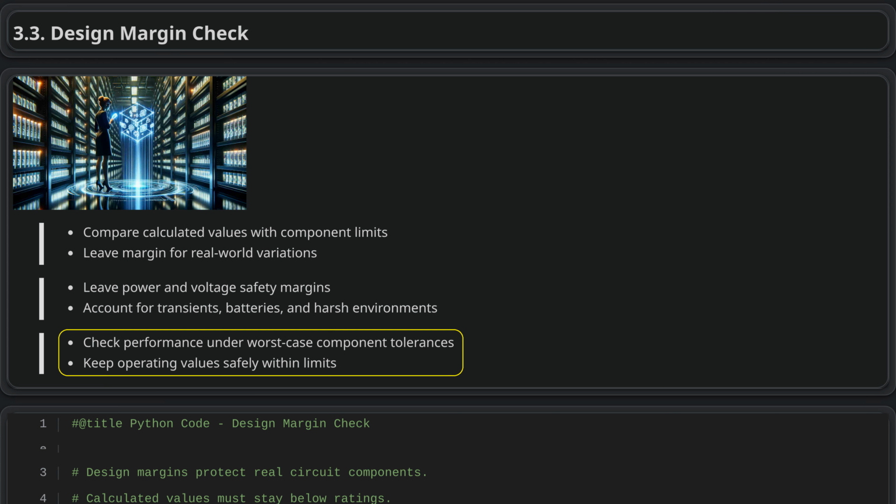Design margin helps ensure a circuit still works when real components vary from their ideal values. Since resistor tolerances can shift thresholds, currents, or control voltages, a margin check tests whether the circuit remains safe under unfavorable changes. If the design is too close to its limits, the solution may be to adjust component ratings or improve thermal management.